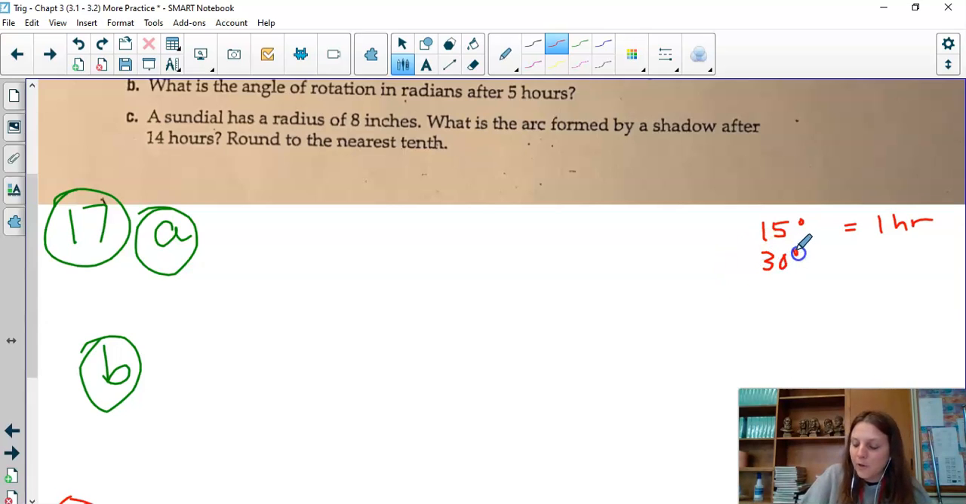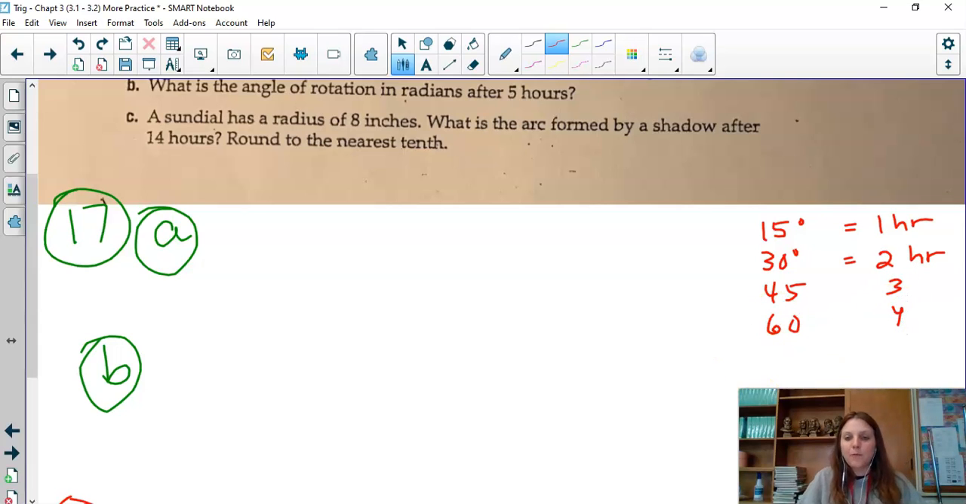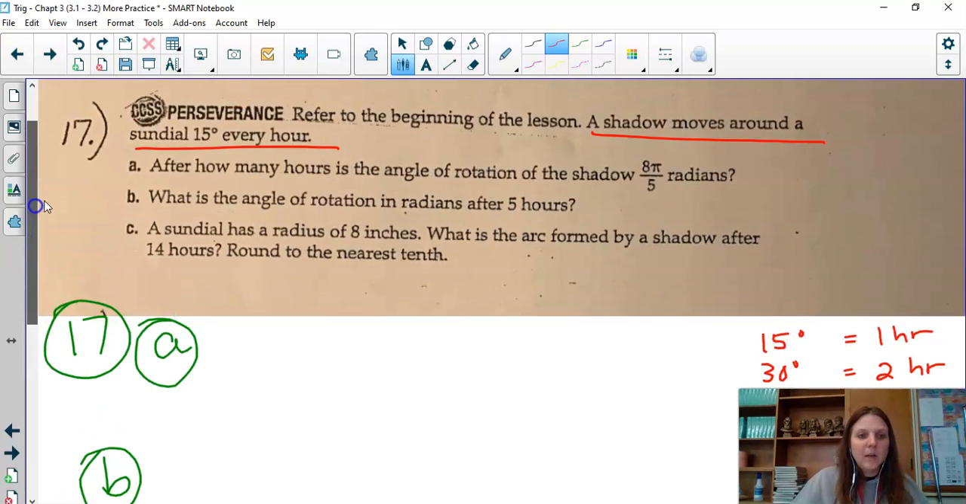If you go 30 degrees, then that means you've progressed 2 hours. 45 degrees, 3 hours. 60 degrees, 4 hours, and so on. So every 15 degrees represents 1 hour of time change on that sundial. Okay, let's look at example A.